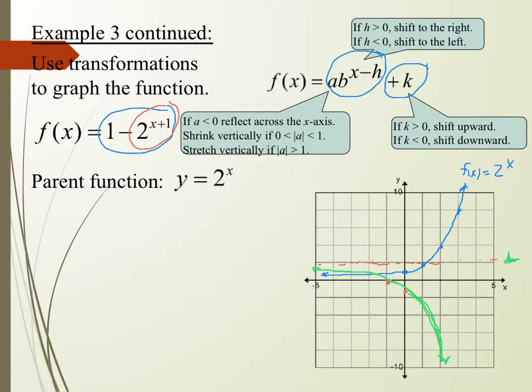We can see that it can't cross that asymptote. So there are the two functions, the parent function and the new function f of x equals 1 minus 2 raised to the x plus 1.